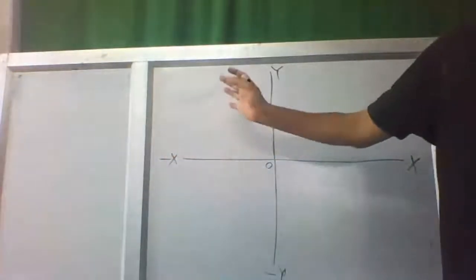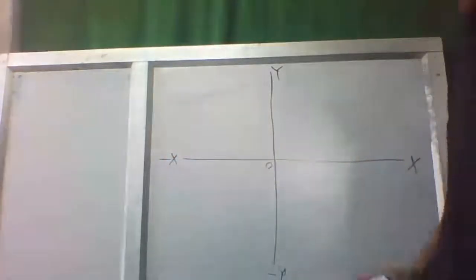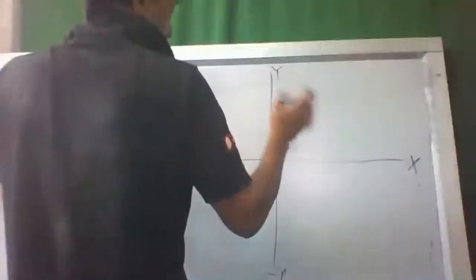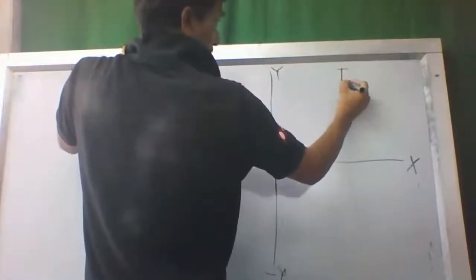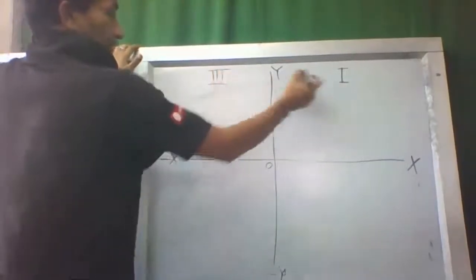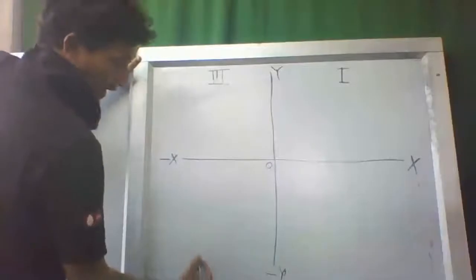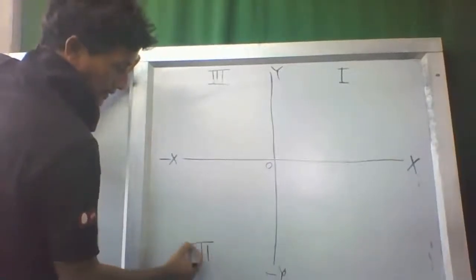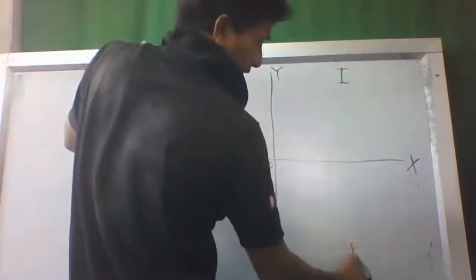Now, what is this called? These coordinates separate the plane into 4 regions called quadrants. This plane has completed its 4 regions, quadrants. First quadrant, second quadrant, anti-clockwise from here to here, third quadrant and fourth quadrant.